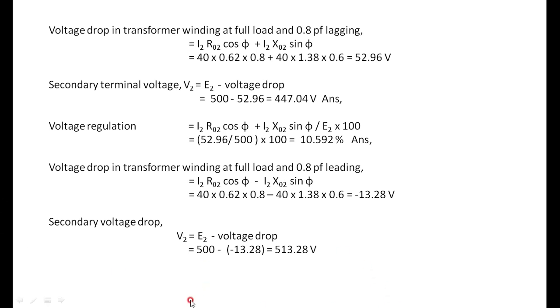Therefore, voltage regulation is minus 13.28, the voltage drop, divided by 500 volts. That is the voltage regulation for leading power factor. What I am getting is minus 2.656%. This is how you have to calculate the percentage regulation of the transformer.